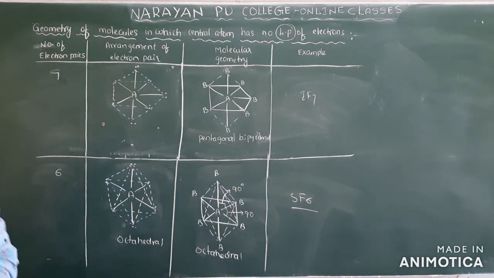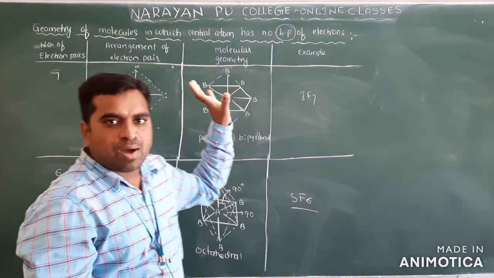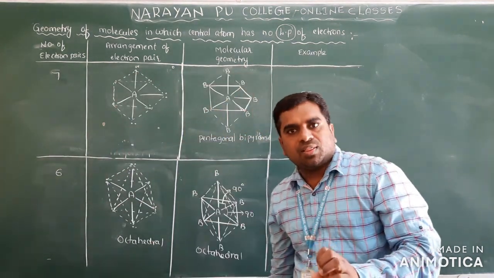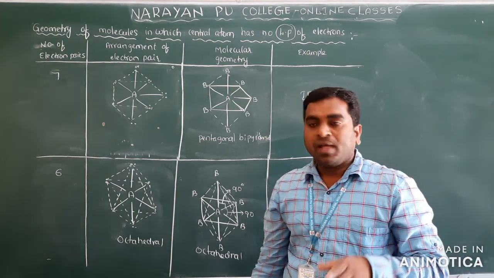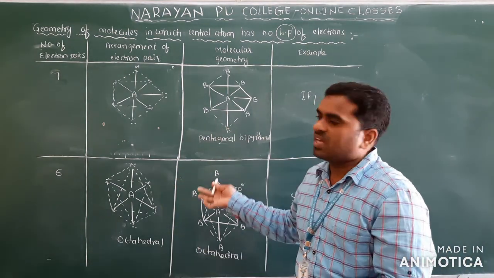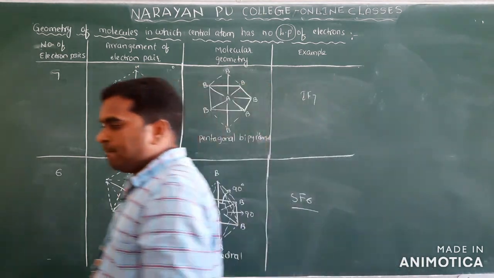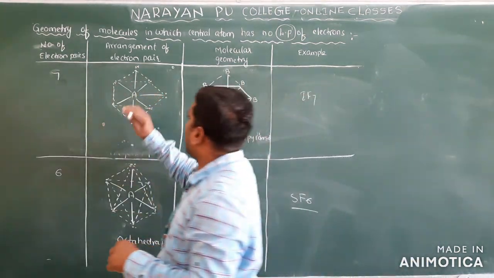So these are about the geometry of the molecules with no lone pair of electrons on the central atom. If lone pair electrons come, what is the shape? That also will be discussed. So here bond angles I have not written.